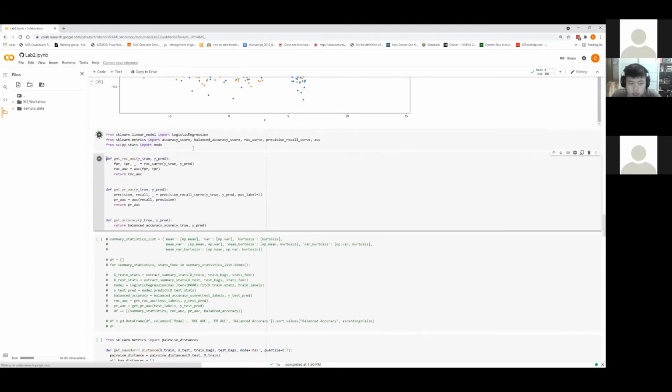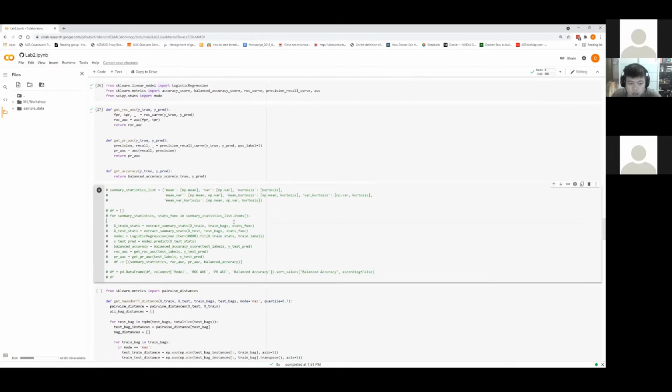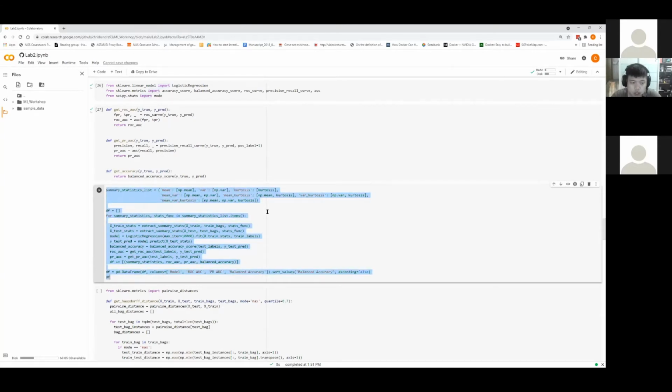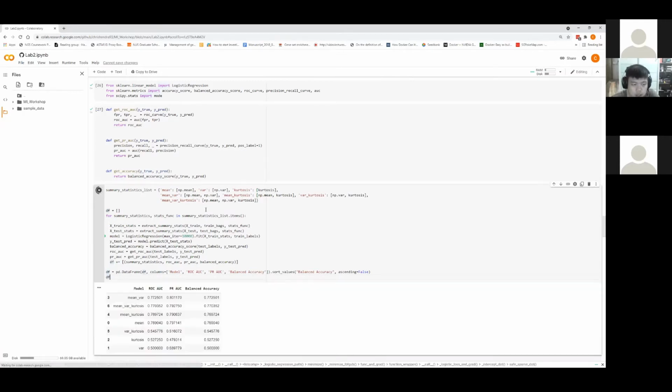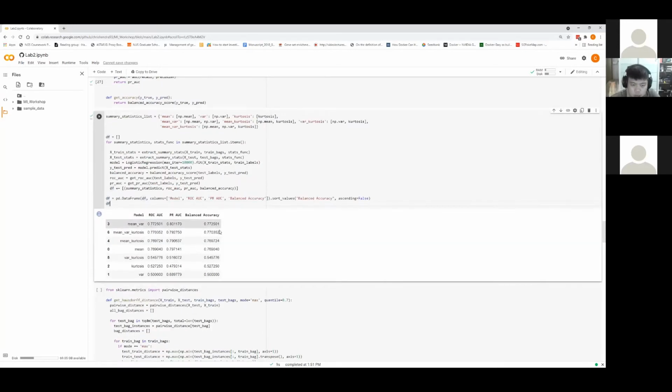Now, if you run the code below and uncomment this chunk, what this does is it will run logistic regression with various summary statistics combinations through this data set and try to do classification. It's not bad. We get about 77% balanced accuracy in general, which is not bad.